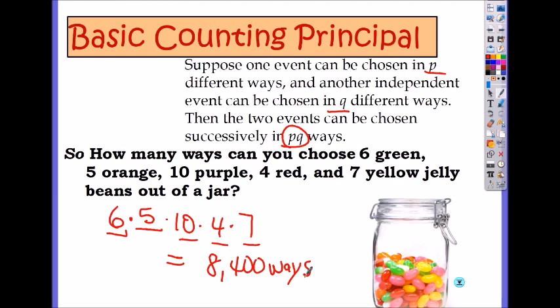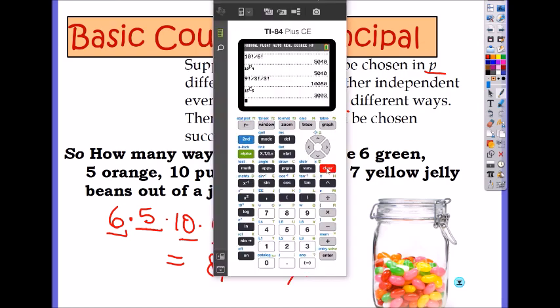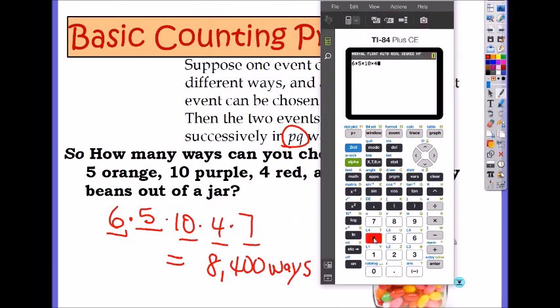Did you plug it into the calculator? How did you get that number so quick? Is it right? Guys, please take out your calculator. Is it right? None of you checked it? 6 times 5 times 10 times 4 times 7.